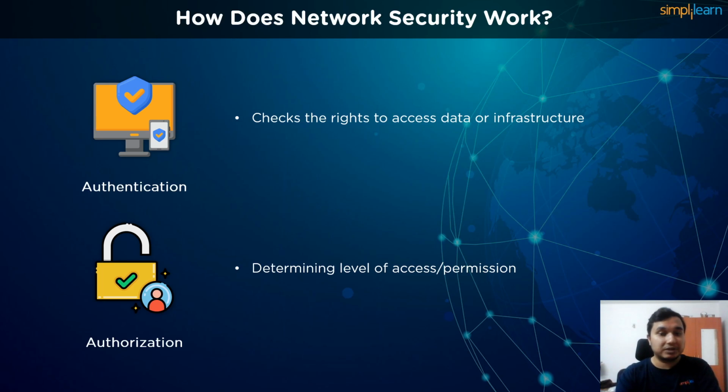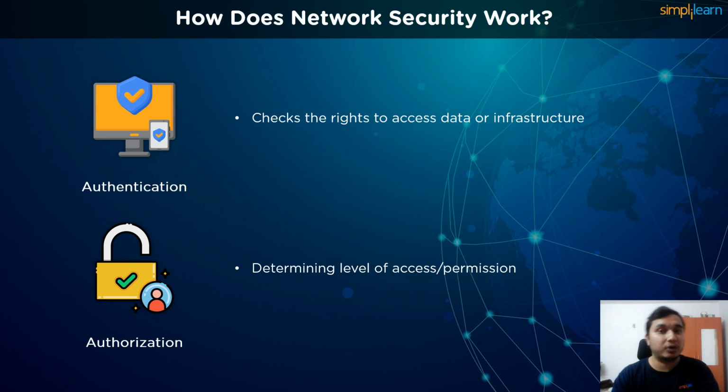Next comes authorization. This process decides the level of access provided to the recently authenticated user. For example, a network admin needs access to the entire network, whereas those working within it probably need access to only certain areas within the network. Based on the network user's role, the process of determining the level of access or permission level is known as authorization.